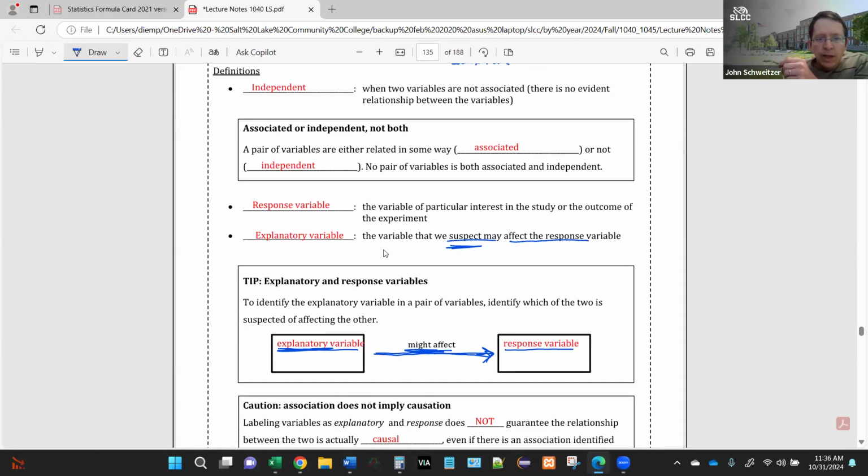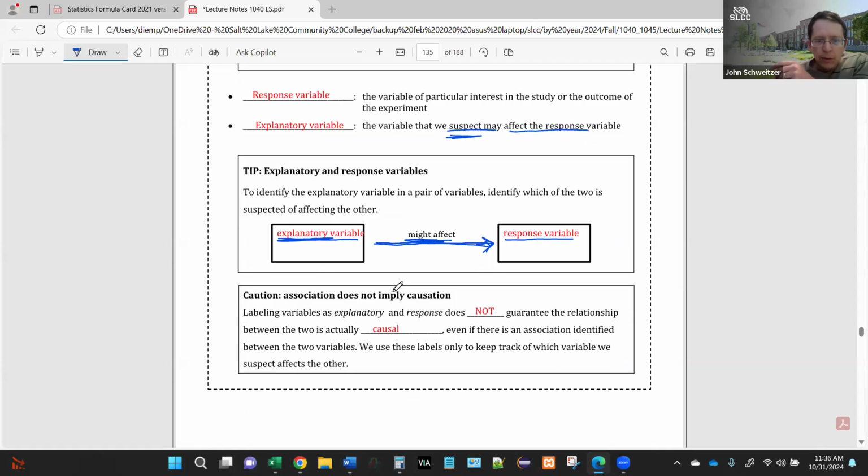Some other definitions: we say a pair of variables are related in some way, or they're associated. Being associated means they're not independent. If you have a pair of variables, they can't both be associated and independent, right? And it's likely you've heard this before: we say that association does not imply causation, or correlation doesn't imply causation.